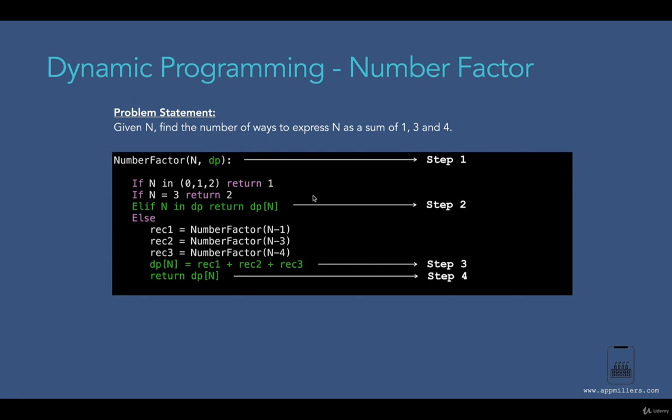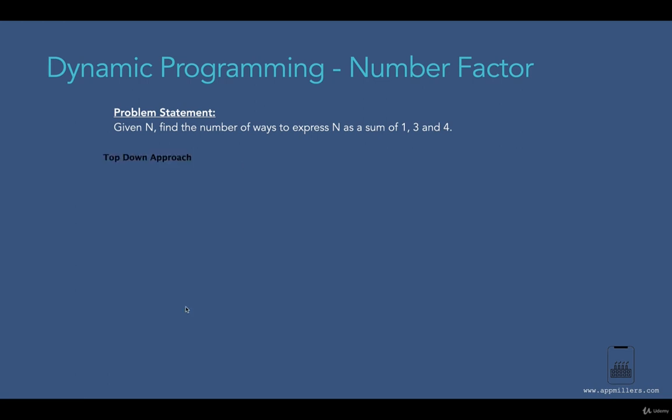Now to understand this algorithm, let's see how this array works internally. It's very important to understand it because it makes our life easier when we are solving problems using the bottom-up approach. In that case we are going to use the same table in reverse order. So let's look at this problem in the top-down approach. As we said before, the values for the number factor problem for 0, 1, 2 and 3 are obvious, so we have filled these values in.